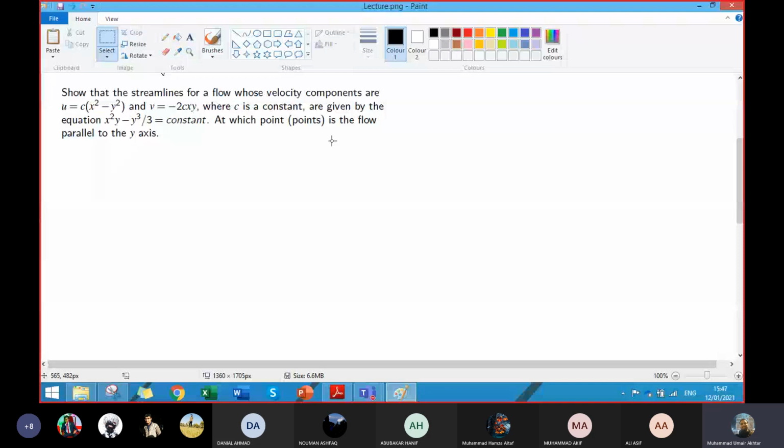This equation for the streamline is x square y minus y cube by 3 is equal to constant. So what we know is that dy by dx is equivalent to v by u, right? So if we take v and u, we come to know that minus 2xy, c will cancel with c, and divided by x square minus y square. This is where we left, right? So you complete the video.